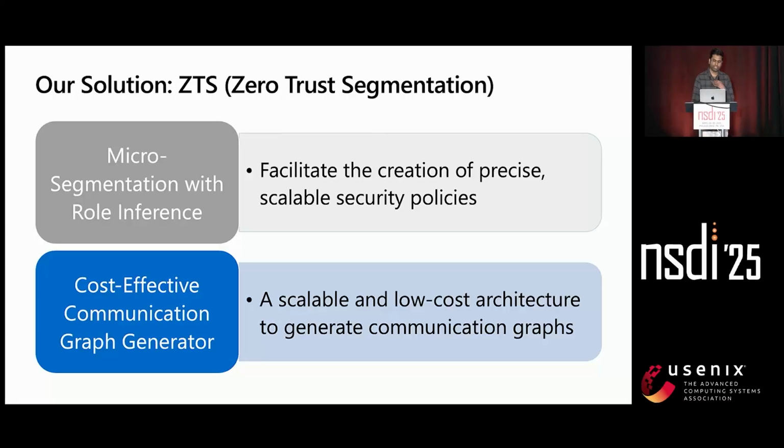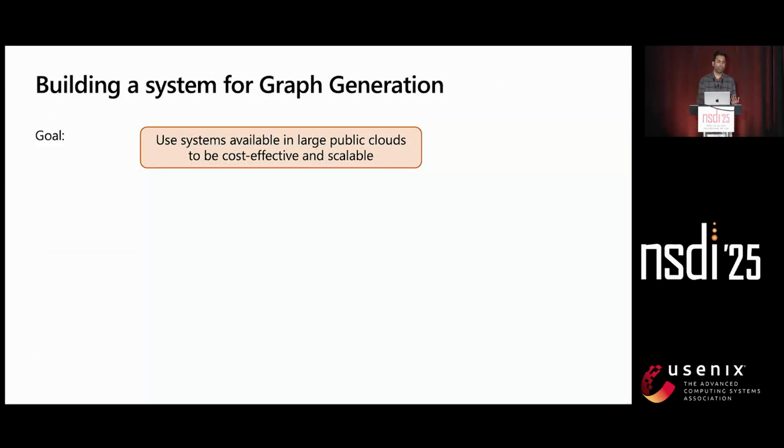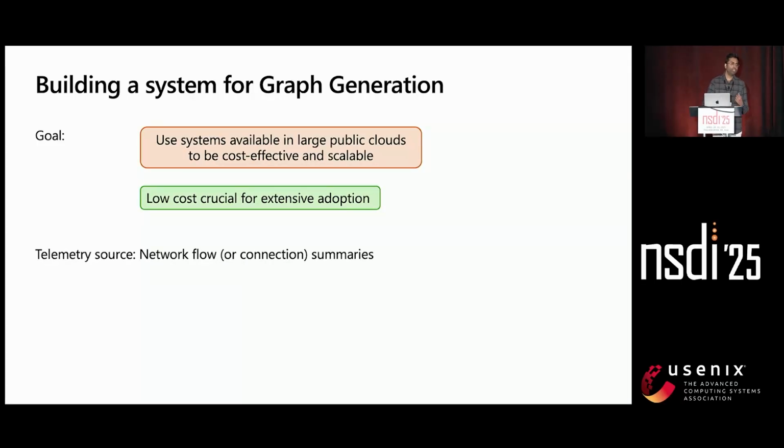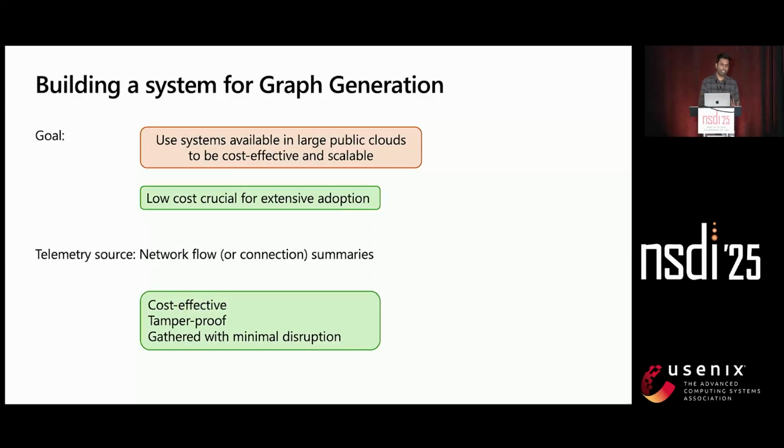Now, I will discuss our experience implementing a cost-effective and scalable solution for graph generation. To ensure widespread adoption, we utilize components that are generally available across multiple cloud providers. We also aim to be highly cost-effective. So we use network flow logs that are supported by most cloud providers. Such logs can be collected using SmartNICs at the host level. These logs are cost-effective, tamper-proof even if the VMs are compromised, and can be gathered with minimal disruption to the user traffic.